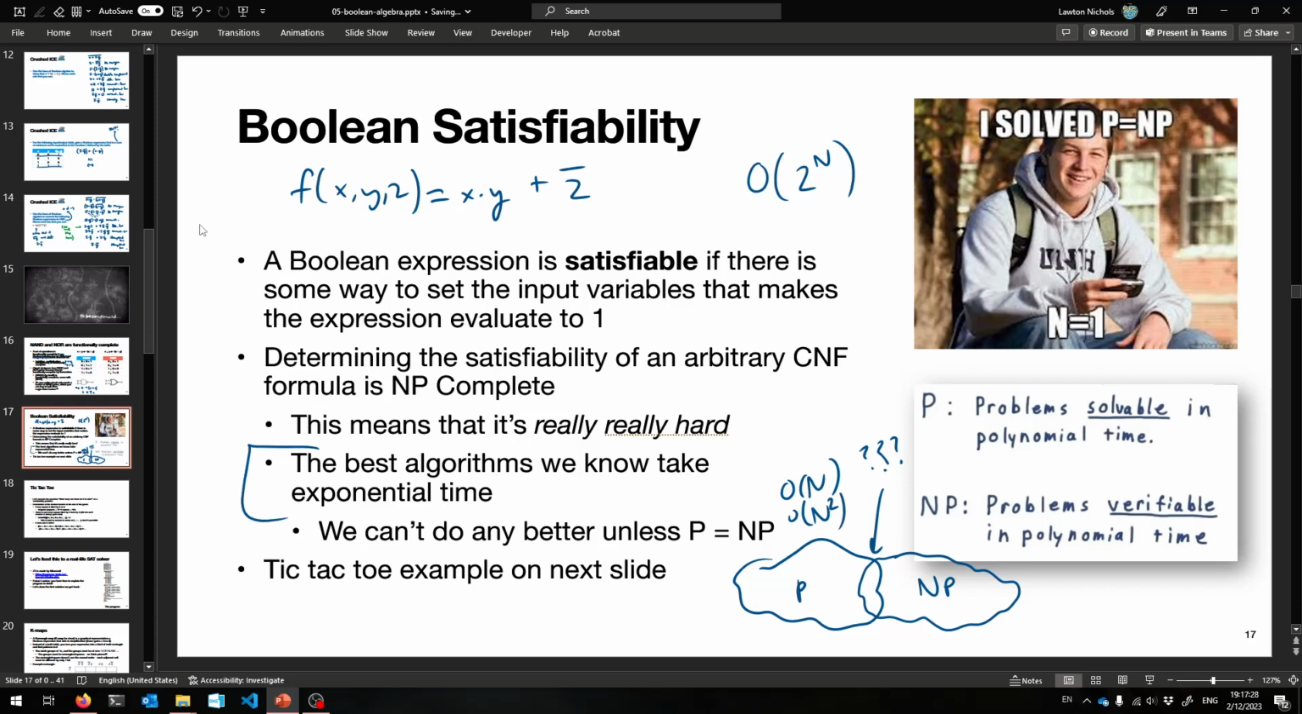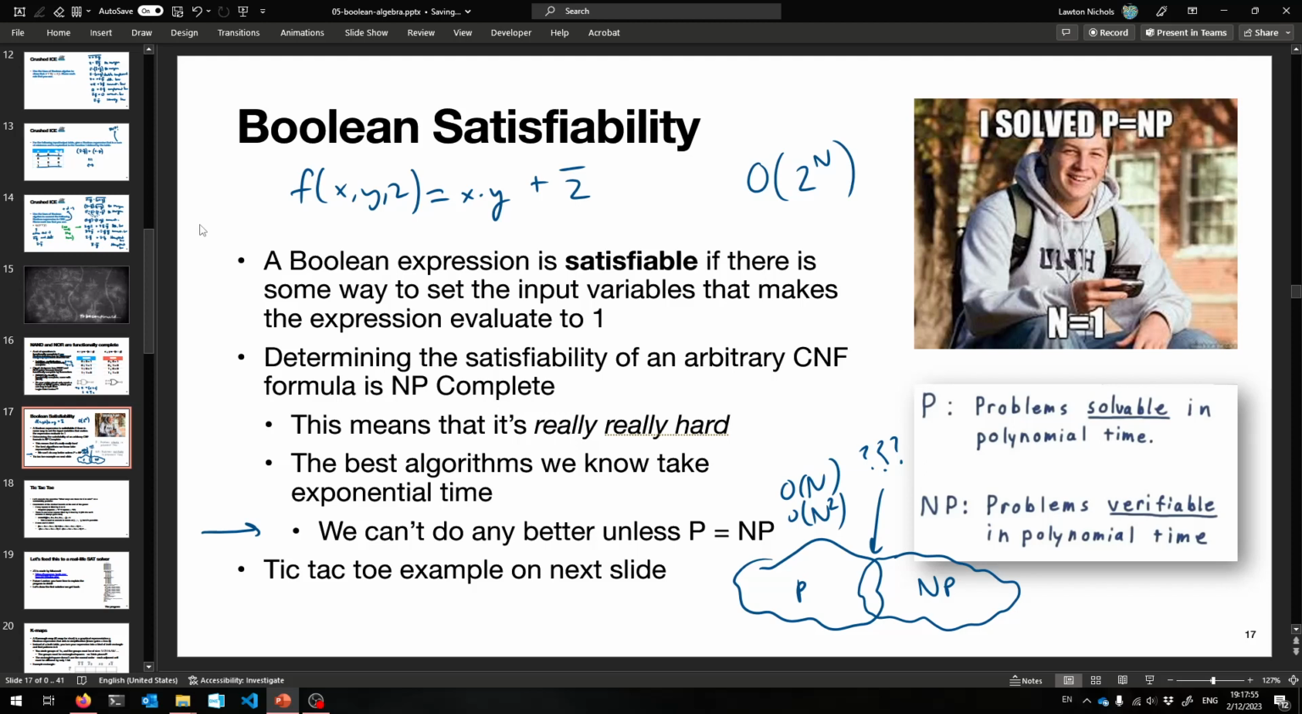The best algorithms that we know for these NP-complete class problems, like satisfiability, take exponential time. Cannot do better than them. Cannot shrink it down to be some quadratic, some cubic function. Can't do it, all right? And the idea is, until we prove it, we're just not sure, but most people think that P is not equal to NP. But we can't really do any better unless P is equal to NP.